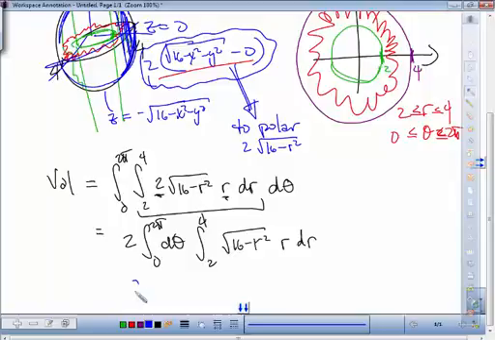So I have a 2. The antiderivative of this is theta from 0 to 2 pi, so that's 2 pi. And then now this big thing that you would integrate, you can fill that in. Okay? Any questions?